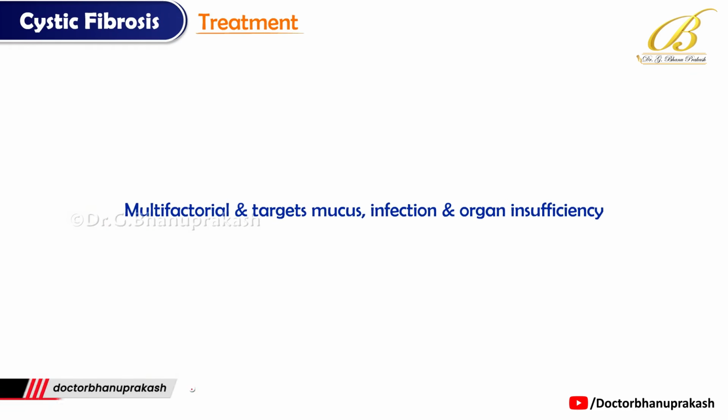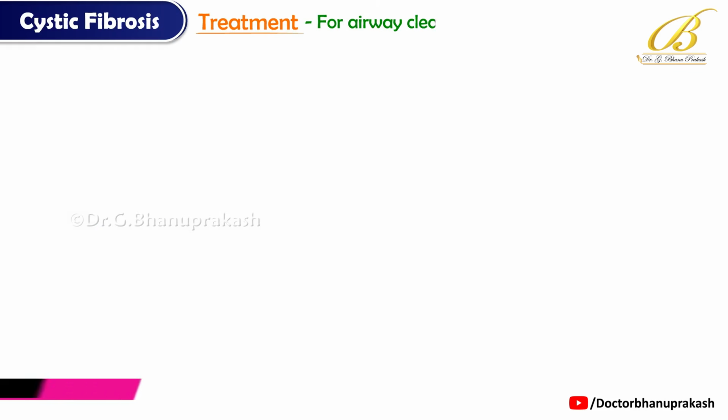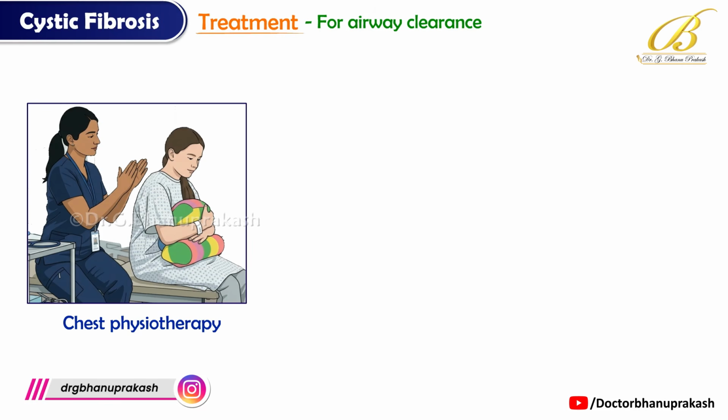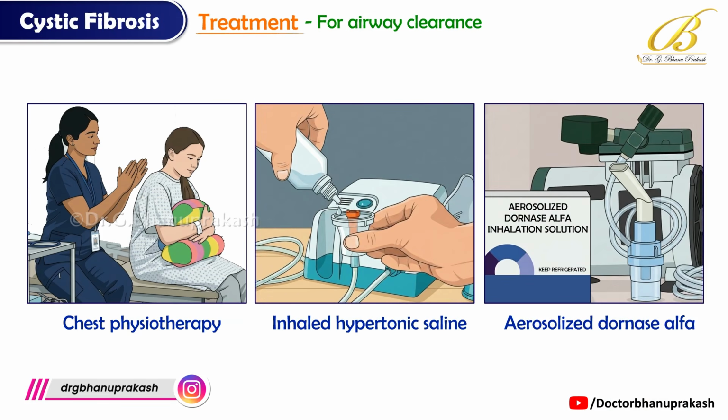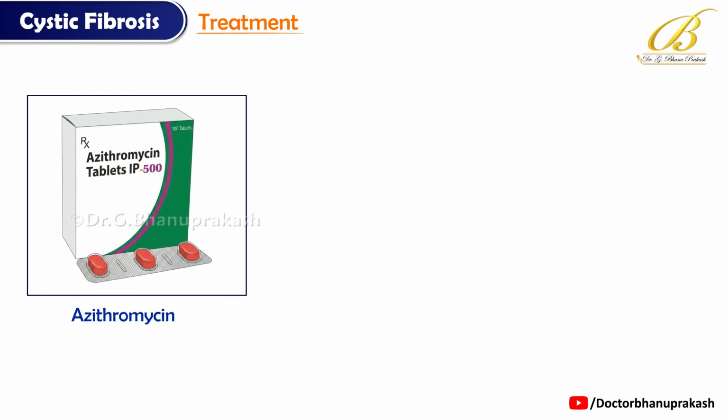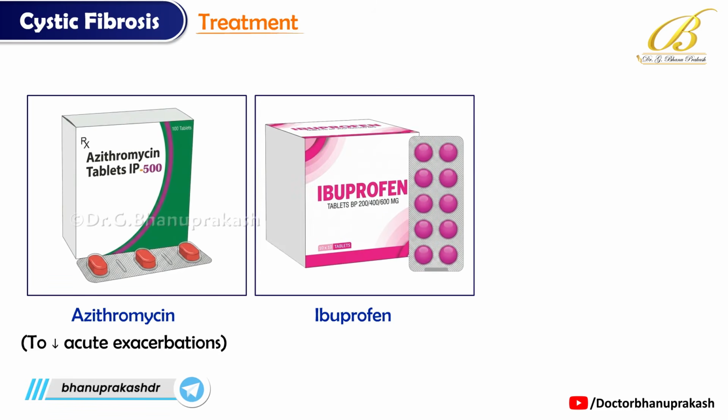Now, treatment is multifactorial and targets mucus, infection, and organ insufficiency. For airway clearance, use chest physiotherapy, inhaled hypertonic saline, and aerosolized dornase alfa, which is DNase, to reduce mucus viscosity and improve clearance. Azithromycin is used to reduce acute exacerbations. Ibuprofen can be used for its anti-inflammatory effect in selected patients.